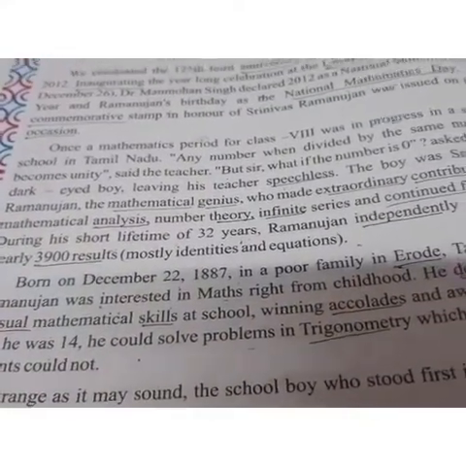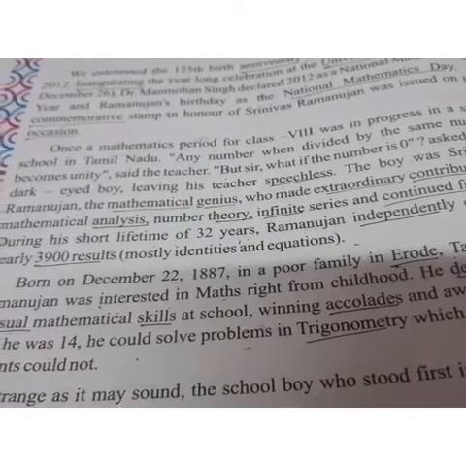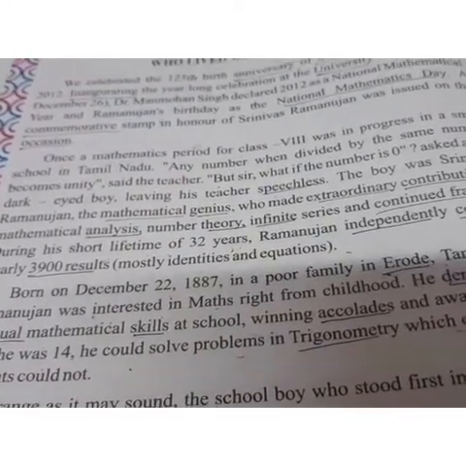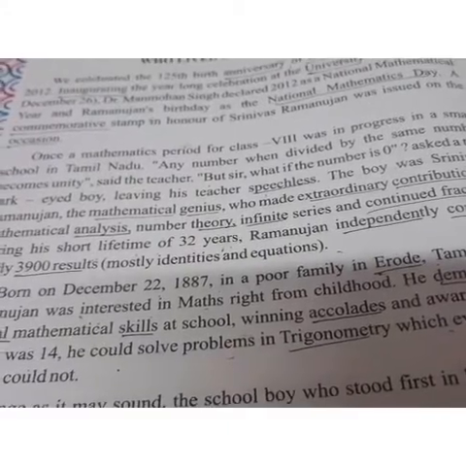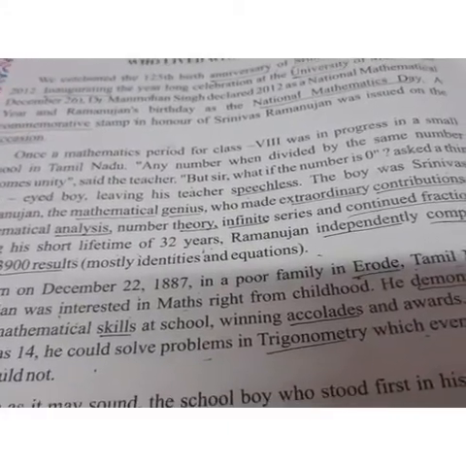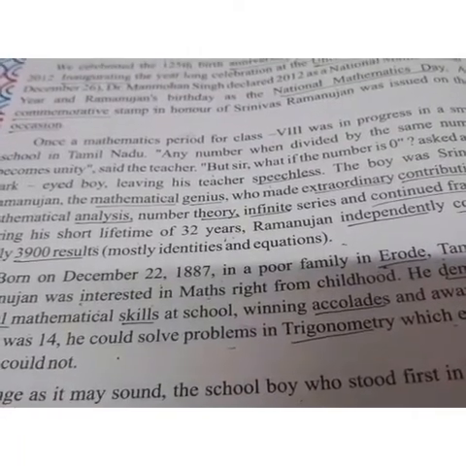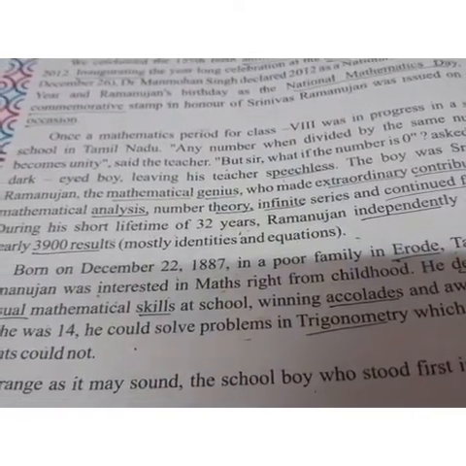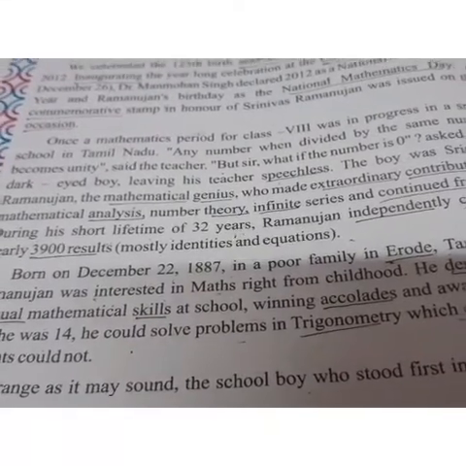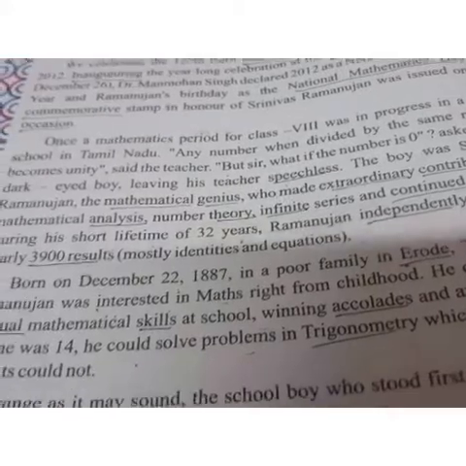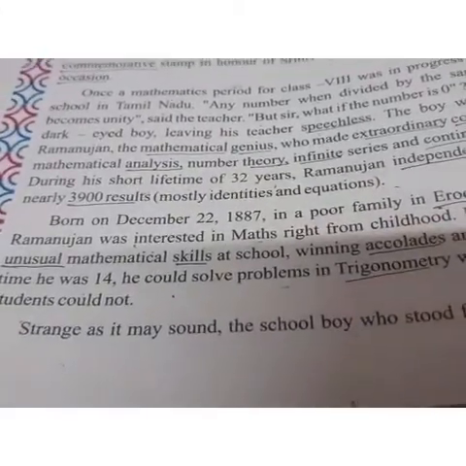Now, he was so much interested in maths from his very beginning that he had developed a lot of mathematical skills at the school only. Winning accolades मतलब उसको बहुत ही ज़्यादा तारीफ़ें मिलने लगी, बहुत awards भी मिलने लगे. और at the age of 14, when he reached the age of 14, he could solve the problems. Trigonometry is a branch of maths. तो उसमें जो है उसके बहुत सारे सम्स वो ऐसे सॉल्व कर सकते थे जो कॉलेज स्टूडेंट्स भी सॉल्व नहीं कर पाते थे. वैसे सम्स वो he started solving that.